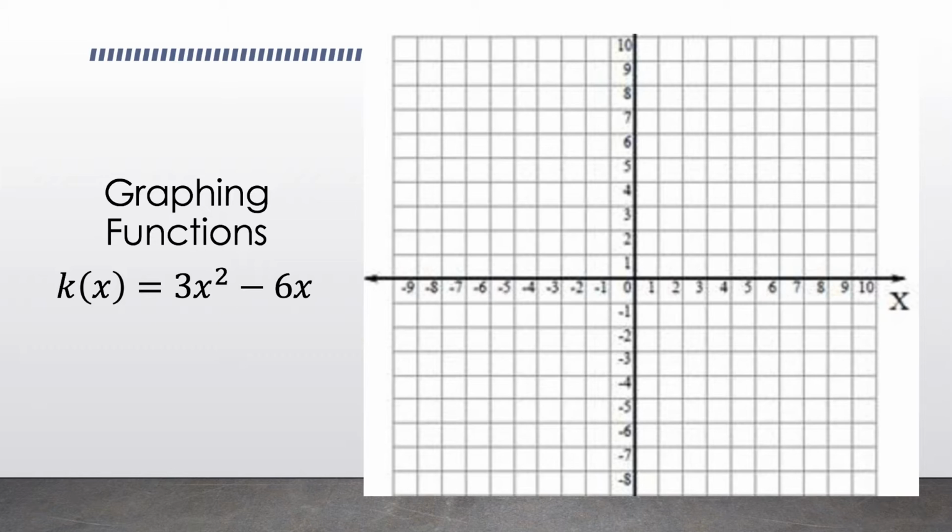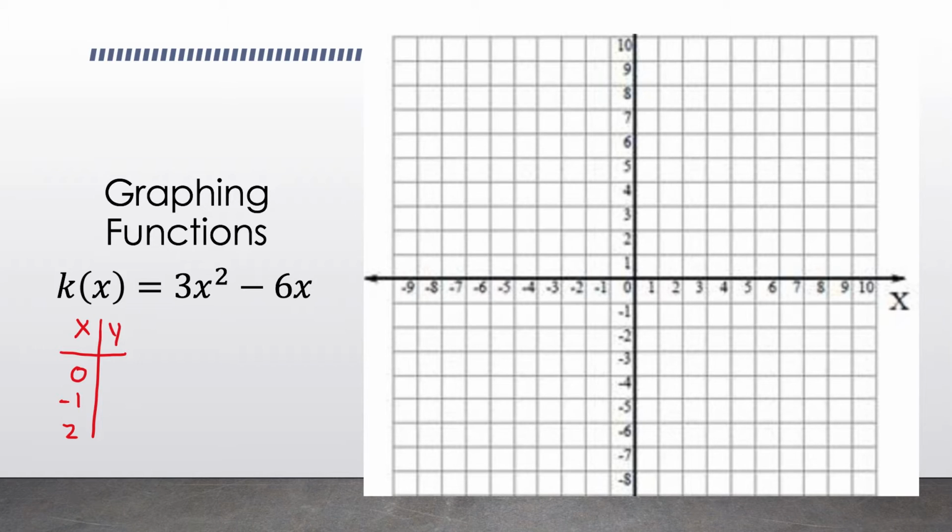So I'm going to set up a table of values, and I'm going to select 3 x values to plug into the function. So again, 0 is a good choice, and then I'm going to use a negative value, so maybe I'll use -1. And a positive value, so maybe I'll use 2. And we're going to plug those values in for the x's in the function.